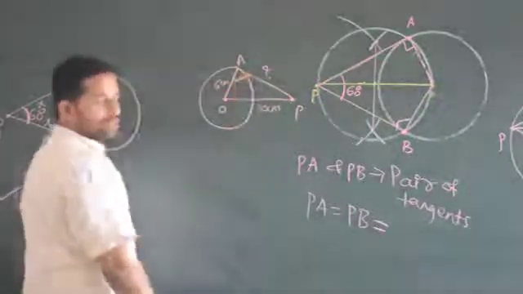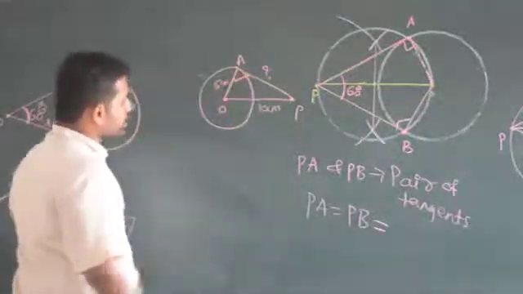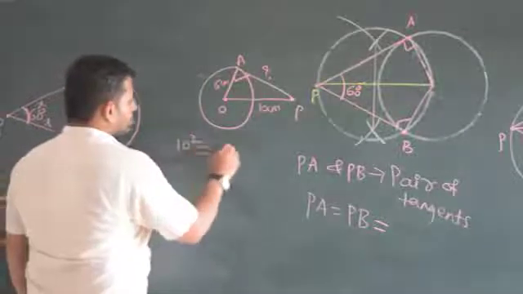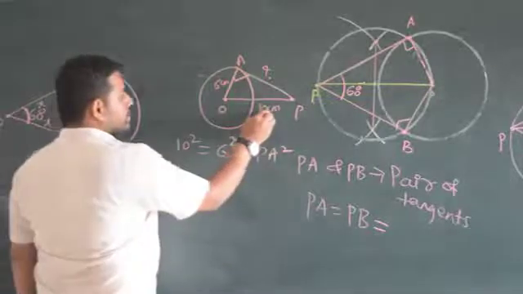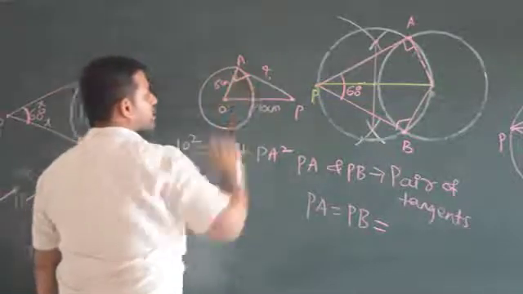This is 90 degree, no? Now look at this. This is 90 degree, means it is the hypotenuse. Then I am going to have 10 square is equal to 6 square plus PA square. Can I have it like that? 10 square is equal to 6 square plus PA square, Pythagoras theorem.